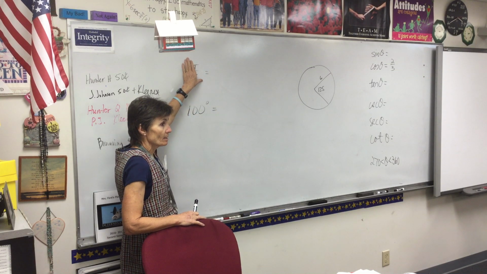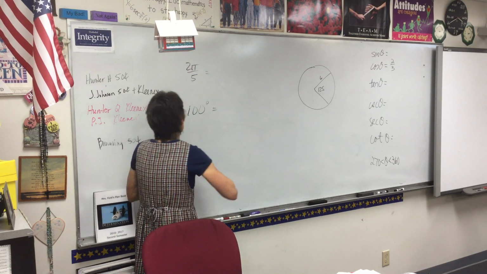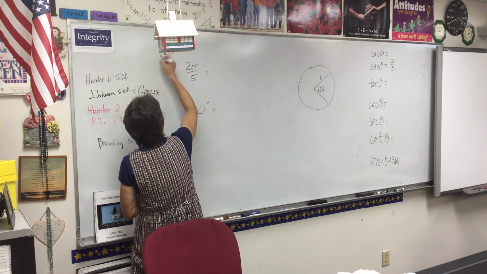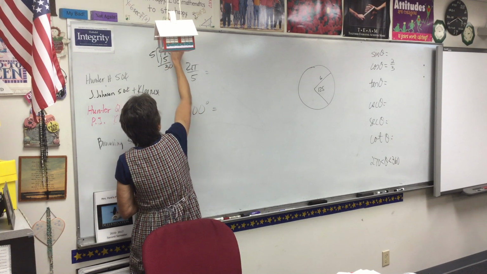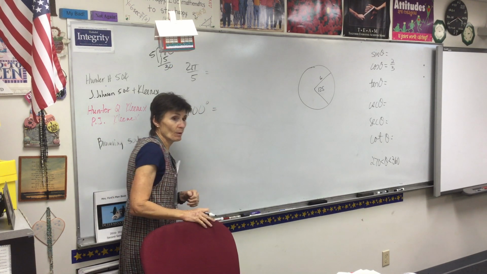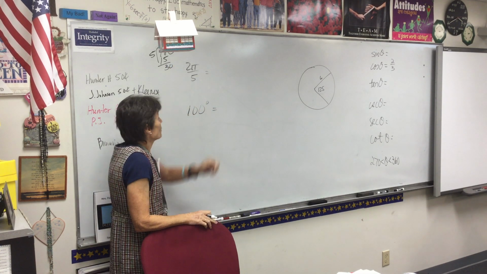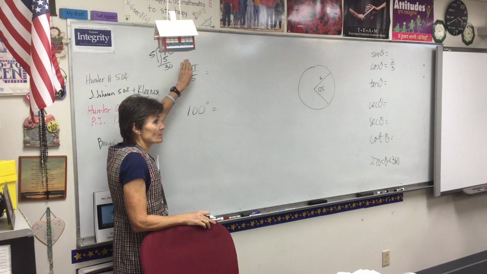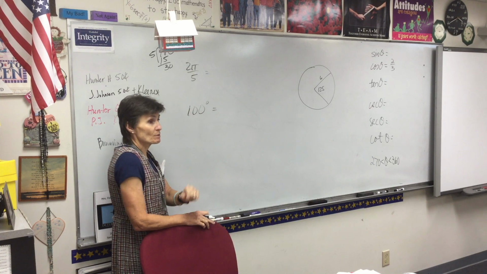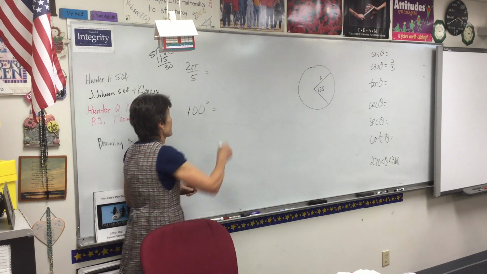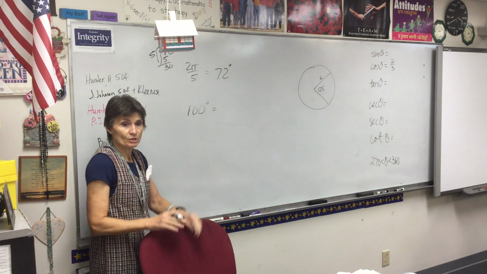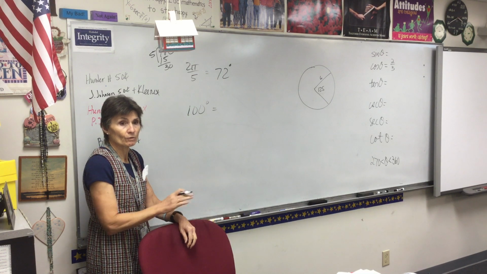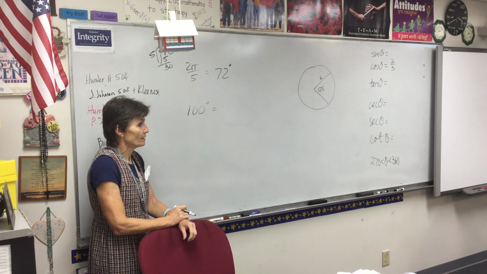Pi is 180 divided by 5. You might not know what that is, so you may have to do the division. I'm confident. I believe you know how to do the division. So 180 divided by 5 is 36. Times 2 is 72 degrees. So there it is. That's all there is to it. You do that over and over and over again in other kinds of problems.